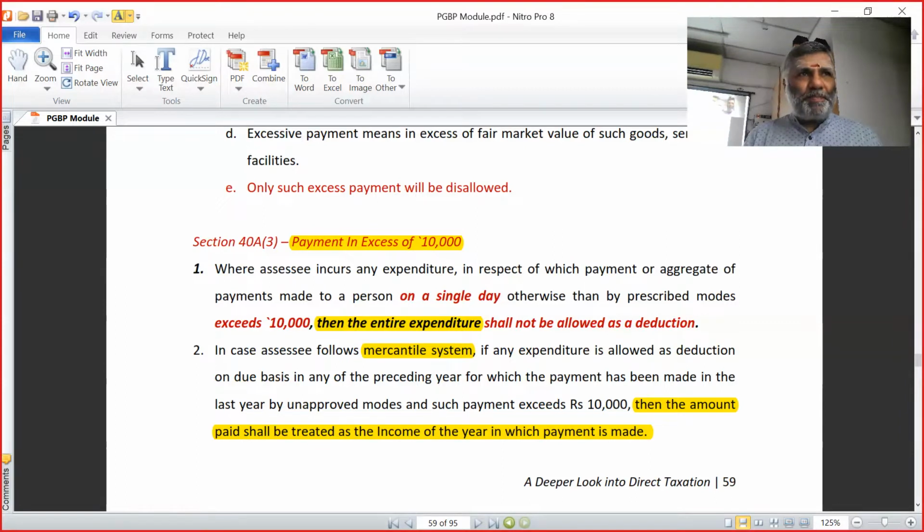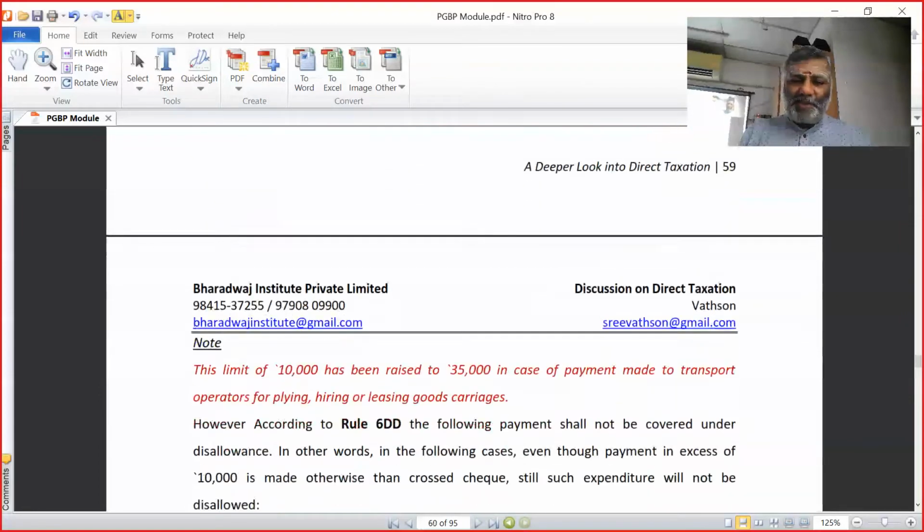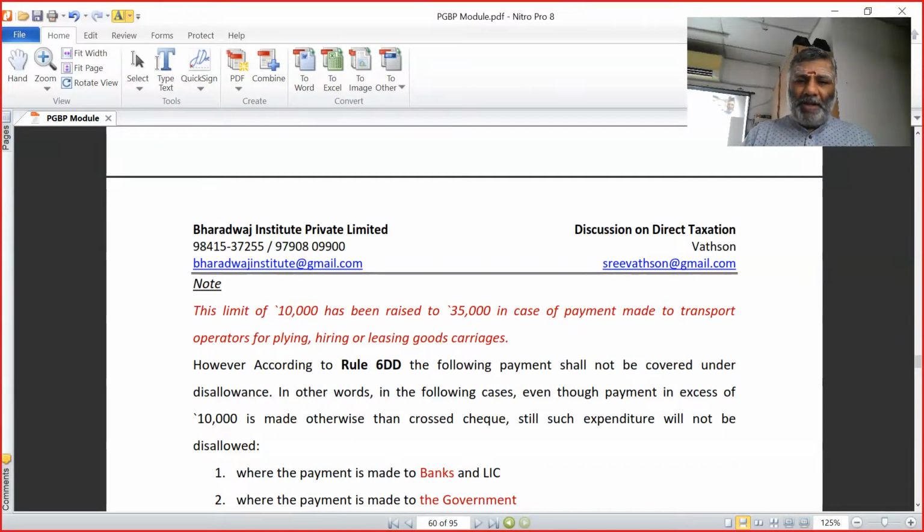The law gives exceptions also. The first exception is part of the law, and the next few exceptions are part of the rules. In the case of a resident transport operator, the limit is not 10,000, the limit is 35,000. In the case of a resident transport operator, the limit has been raised to 35,000. Okay.